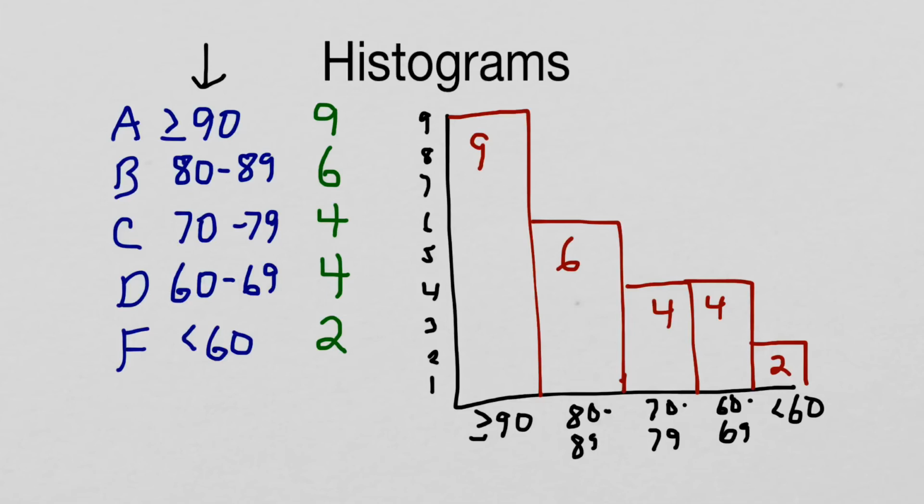They're basically just bar graphs. On the bottom is the ranges, the buckets, and the frequency, the count, is usually on the left side. Don't hold me to that. I've seen some people switch it up. There's no law that it has to be like that.